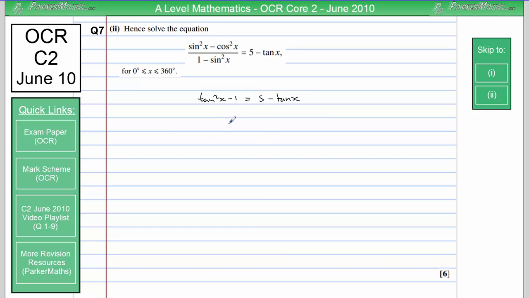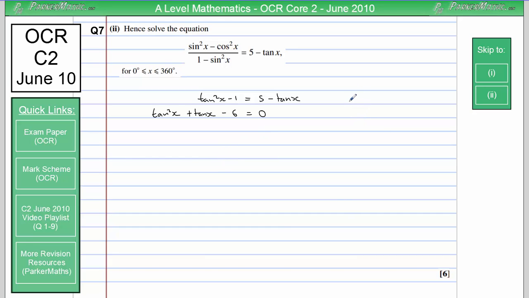Now I've got a quadratic involving tan x, and I'm going to rearrange this so that it equals 0. So I get tan squared x. I'm going to add tan x to both sides to remove this term from the right hand side. That becomes plus tan x. And I'm going to subtract 5 from both sides to remove this 5, so I get minus 6. The right hand side now equals 0, and I've got a quadratic in a form that we can solve.